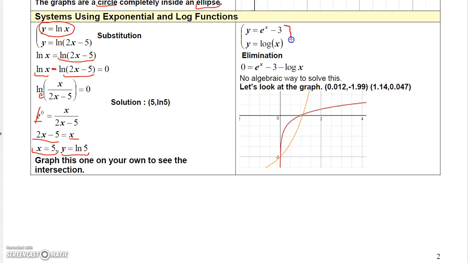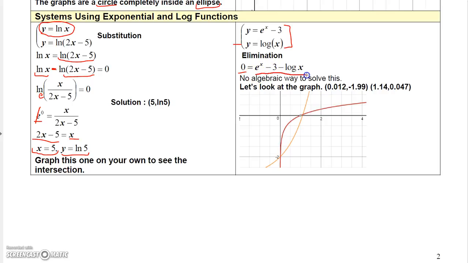This next one is just to show you that sometimes there's no way to solve it, because if I tried to solve this like I did over here, I would get e to the x minus 3 equals log x. And actually I didn't do substitution. I did elimination. If you tried to subtract here, the y's would cancel and give you 0, and then when you subtract here, you get e to the x minus 3 minus log x.